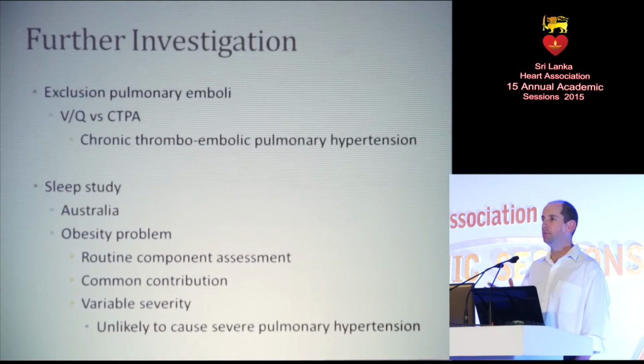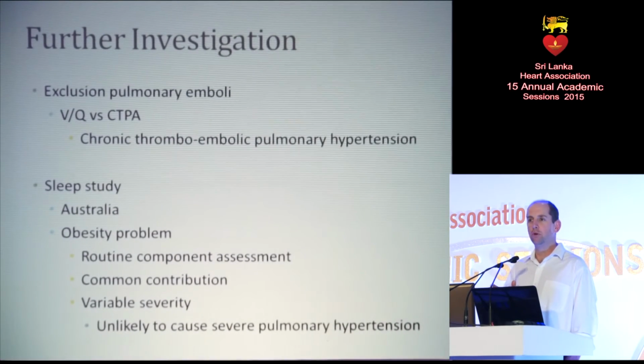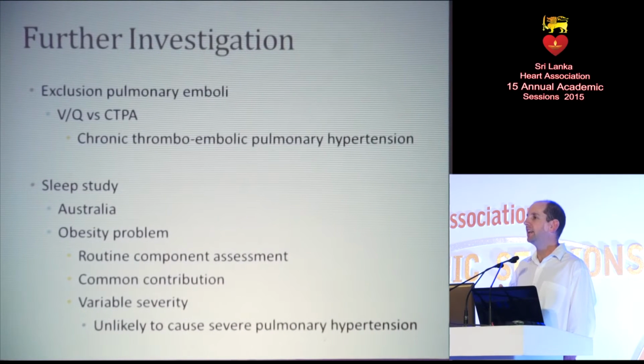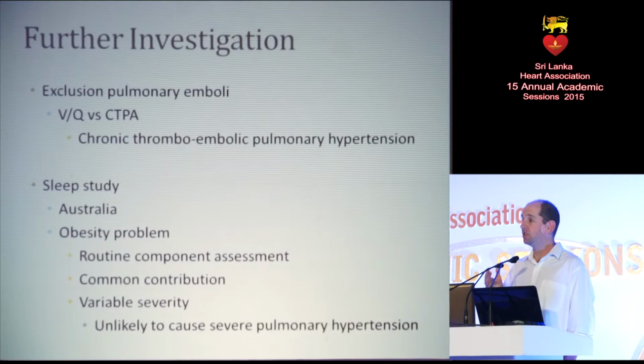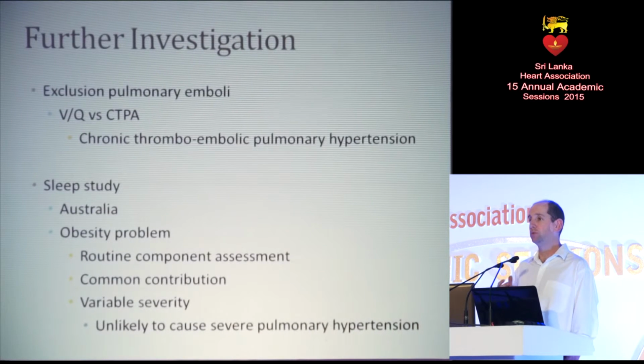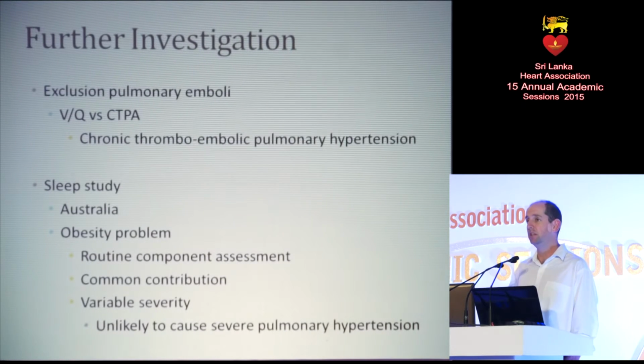In Australia, we have an obesity problem. We have many people who are overweight, and along with that is an increased incidence of sleep-disordered breathing. And in Australia now, assessment for obstructive sleep apnea has become a routine component of our assessment in patients with pulmonary hypertension. My respiratory colleagues don't believe that in isolation, sleep-disordered breathing can cause severe pulmonary hypertension, but it is a very common coexisting aggravating factor that we find in our practice.